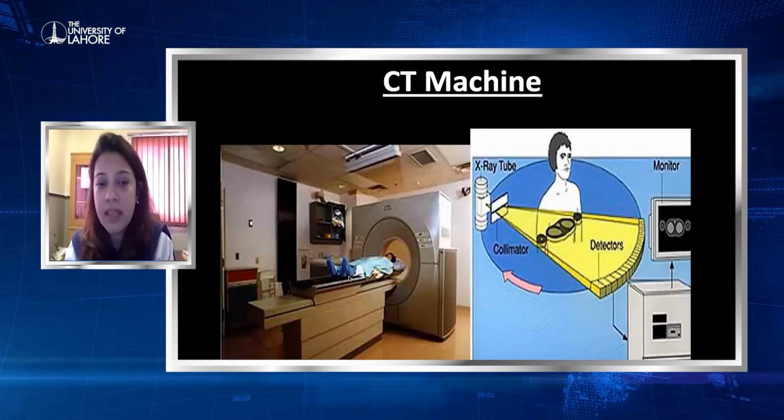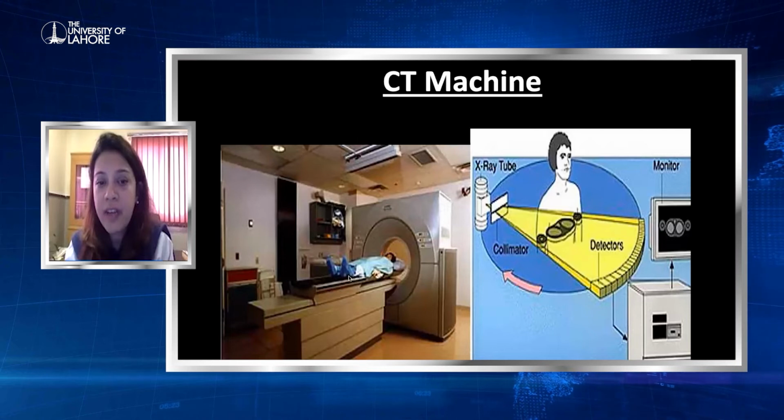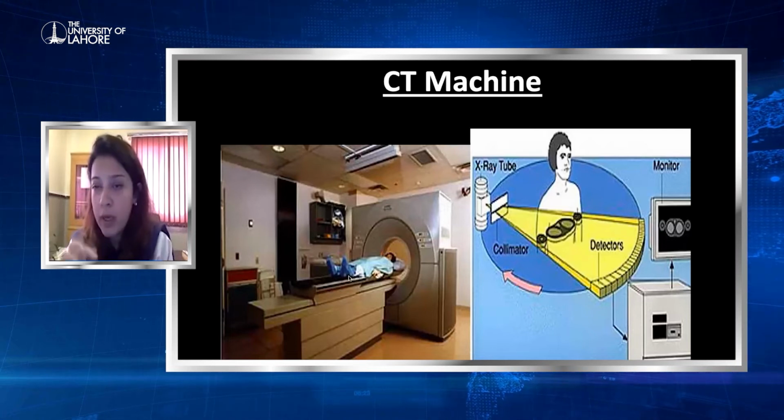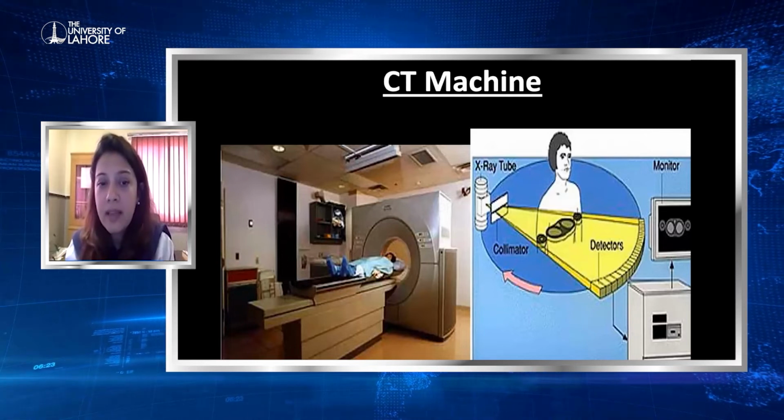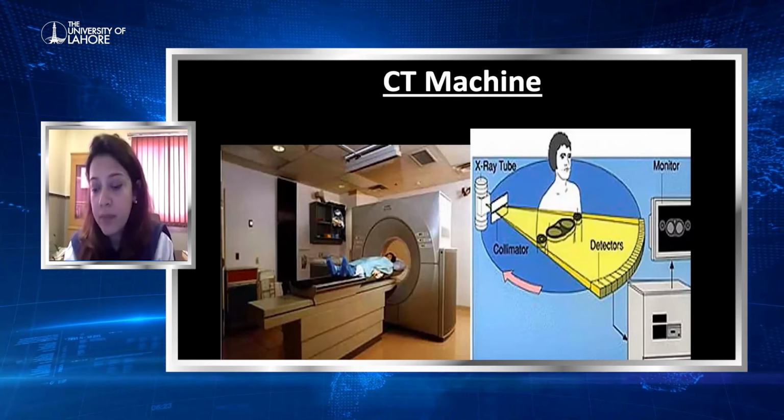So this is how a CT machine looks. The patient is here. This is the gantry, and in this part, there are small X-ray producing areas, and then there are the detectors which detect the X-rays, and you get a 3D image.